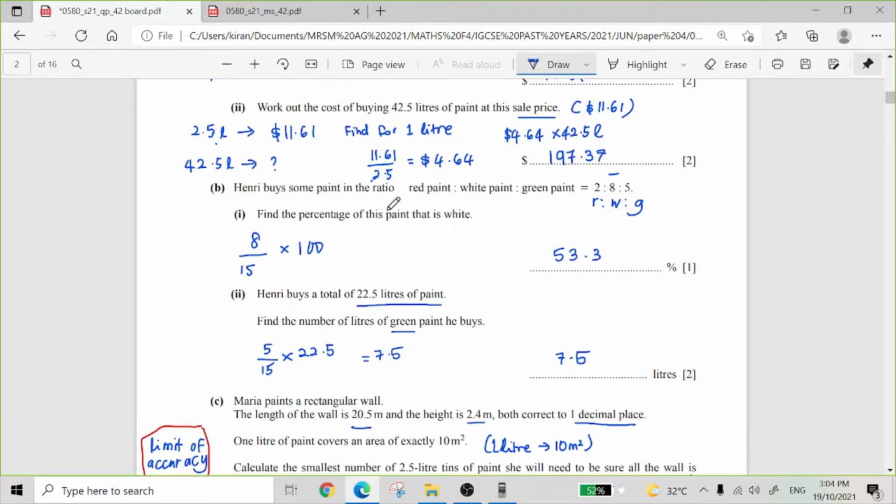Okay, we go to question B. Henry buys some paint, red paint, white paint, and green paint, in the ratio of 2 to 8 to 5. So we find the percentage that is white. Okay, we know that 8 over 15 times 100, so we get 53.3. Okay, divide by the total ratio here.